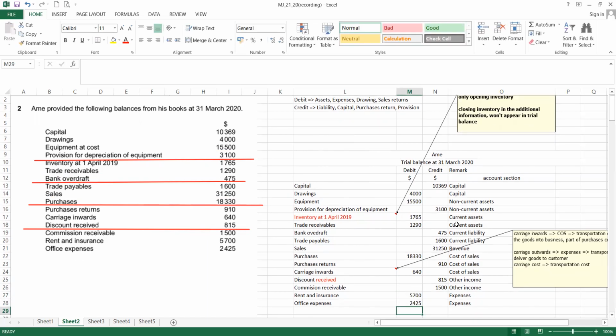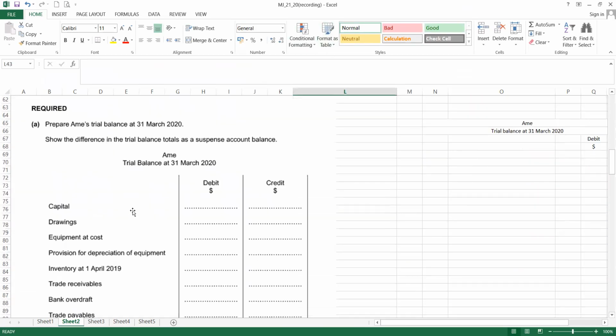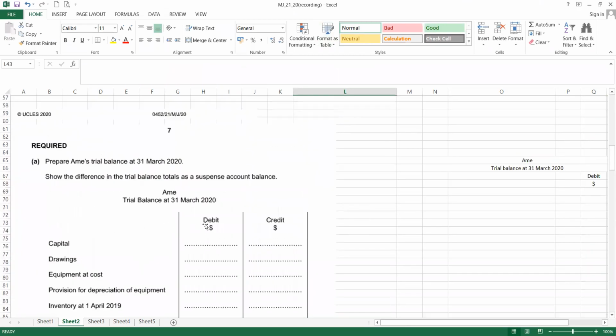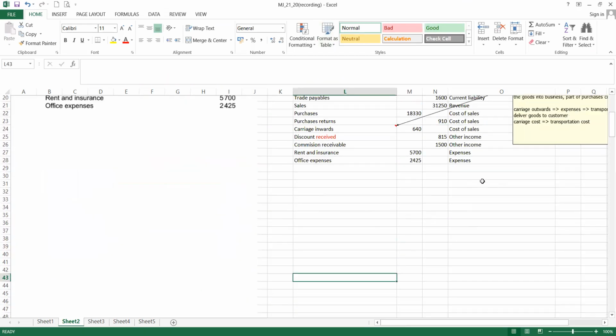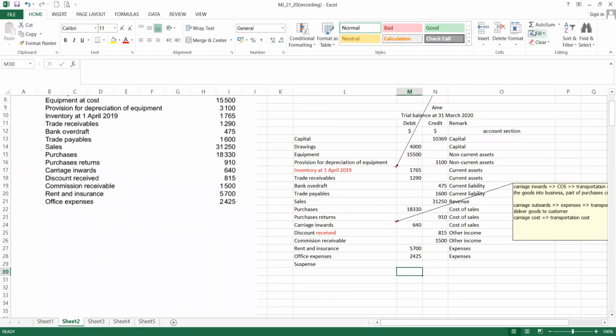Okay. The question is very clear. It tells us that this account has an imbalance. That's why they ask us to prepare the suspense account here. So the difference is put into the suspense. But we don't know whether debit or credit. We just add the subtotal first.